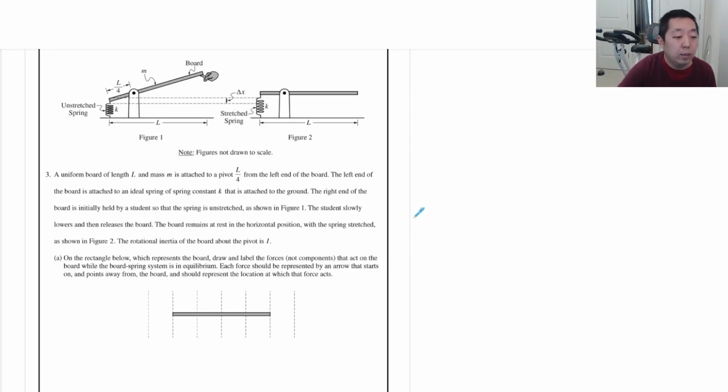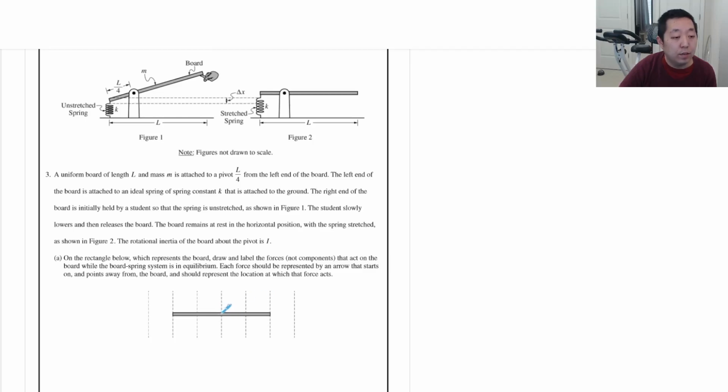Okay, and in the rectangle below, which represents the board, draw and label the forces, not components, that act on the board while the board spring system is in equilibrium. Each force should be represented by an arrow that starts on and points away from the board and should represent the location. Okay, so the forces that act on the board while this is in equilibrium. So this is the unstretched, and then it's released, and then it comes down to here, and this is the equilibrium position. Okay, so the equilibrium position is Figure 2. Yes. Okay.